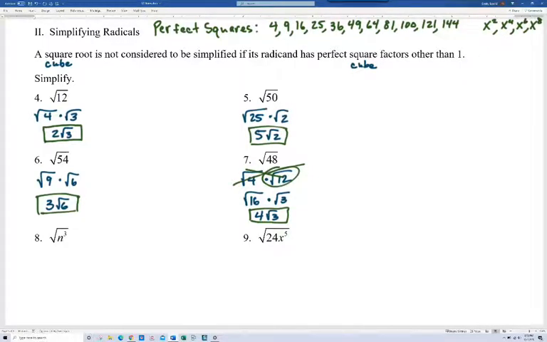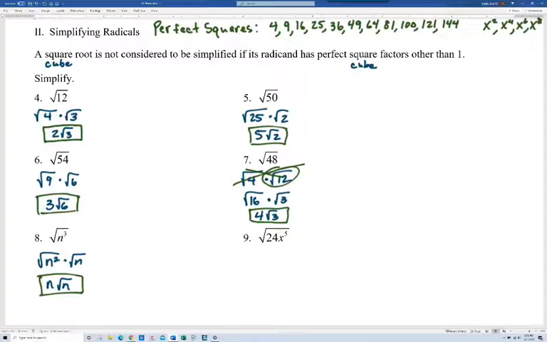And so if you look at 8, we can see that n to the 3rd power is not a perfect square, but if you drop the degree by 1, or if you go down to n squared, we could write this as the square root of n squared times the square root of n. And of course, the square root of n squared is n, and so we get n square root of n.